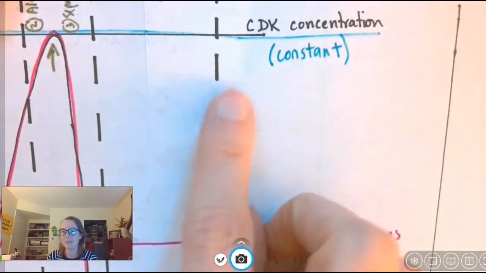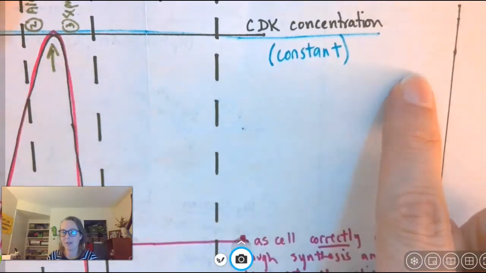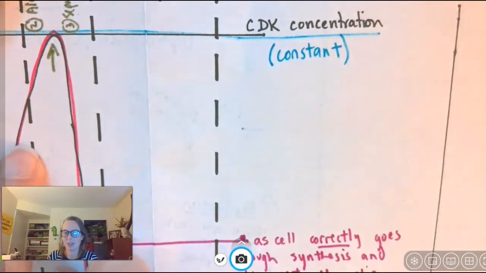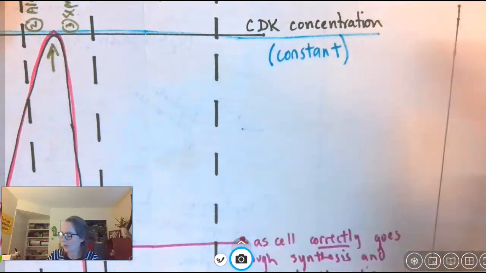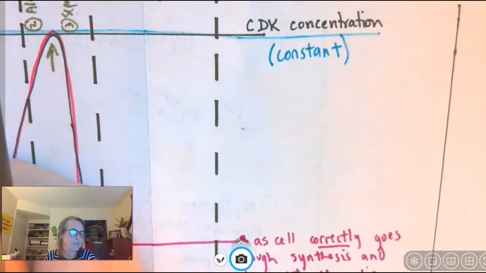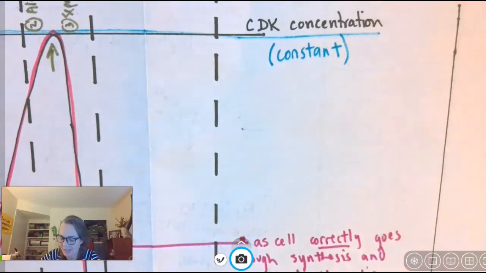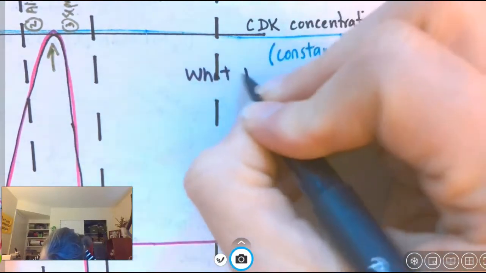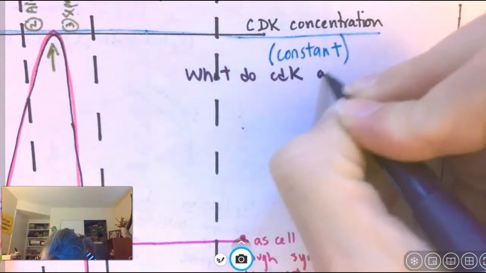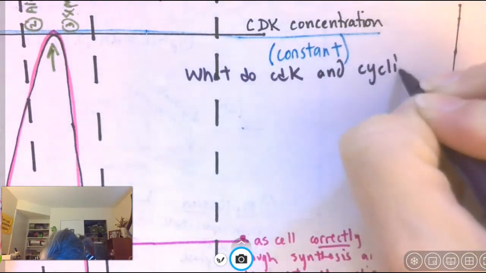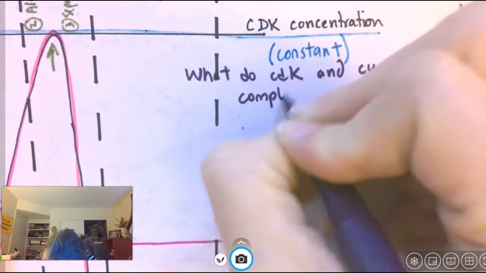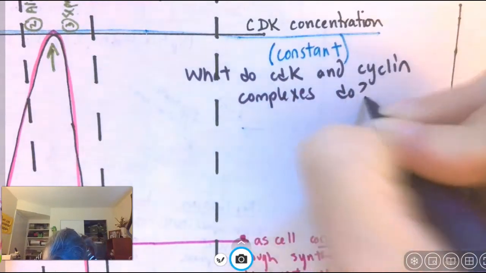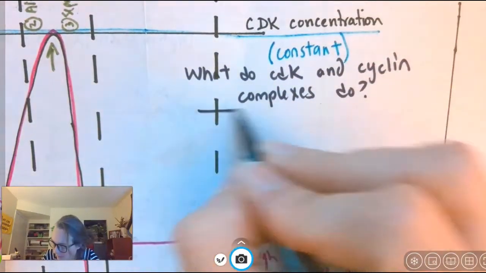As we discussed in this graph, the CDK levels stay constant throughout the entire process, but cyclin levels change. So the question that we asked in class today is, what do CDK and cyclin complexes do? And I gave 3 specific examples.